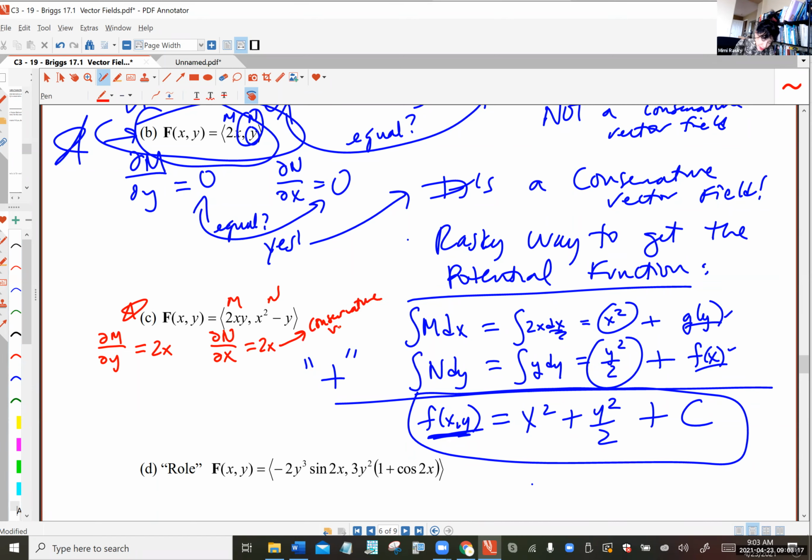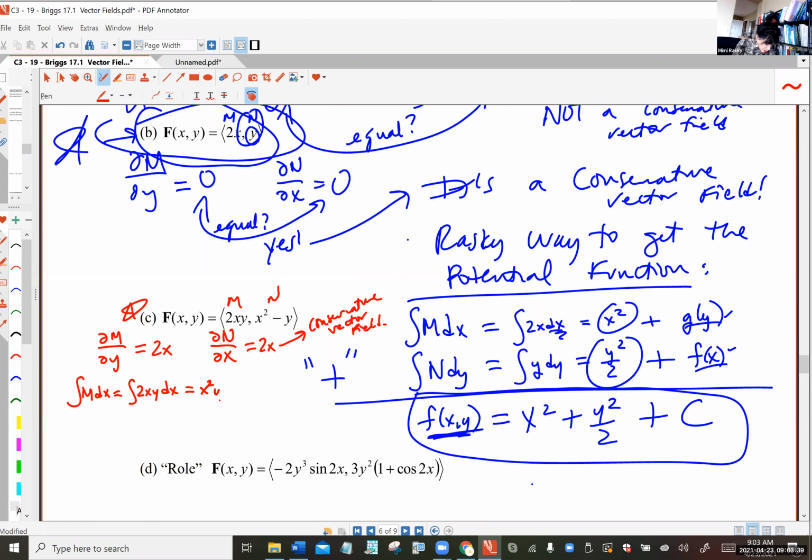What does that mean? Go get mama. What do you mean go get mama? Go get the potential function. So you're going to go integrate M with respect to x first. And so you're going to go, what is the integral of 2xy with respect to x? Not too hard. You're holding y constant and you're integrating with respect to x.